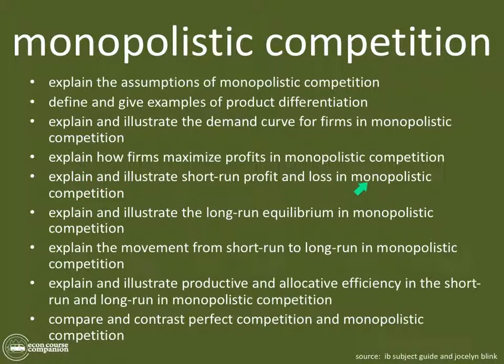And you need to be able to explain and illustrate short-run profit and loss in monopolistic competition. So abnormal profit, can you do that? Normal profit, can you do that? A loss, can you do that? By the way, a quick hint, it's the same way you do it in monopoly, monopolistic competition and oligopoly because they are the same sort of market structures in the sense that they get to make their own price and therefore they have similar revenue curves.